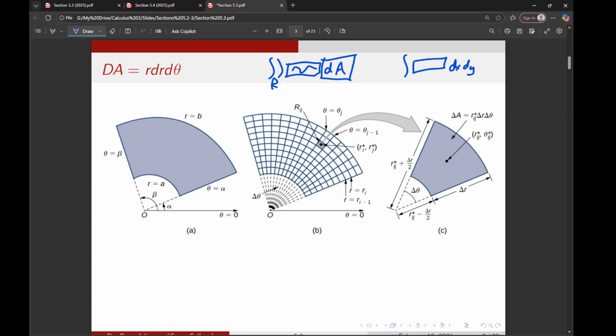Imagine a region like this, and then you break it up into little pieces. A little piece will look like this, where this is getting close to dr, and this change in theta is getting close to d theta. And this distance right here is basically r. When I teach this lesson in class, I ask students: here's this region, what is its area?